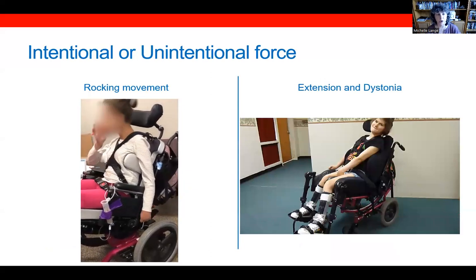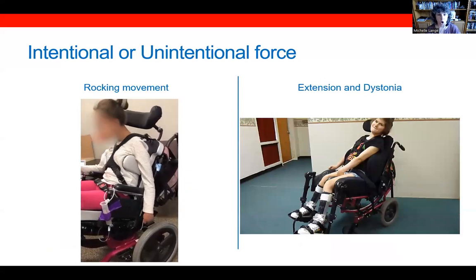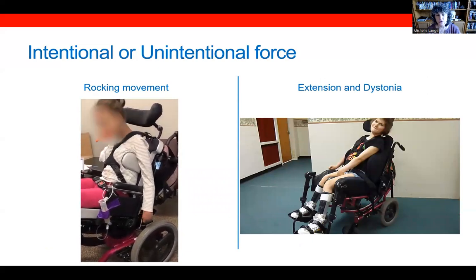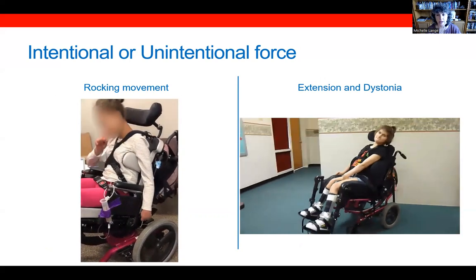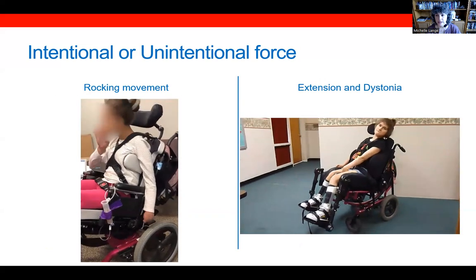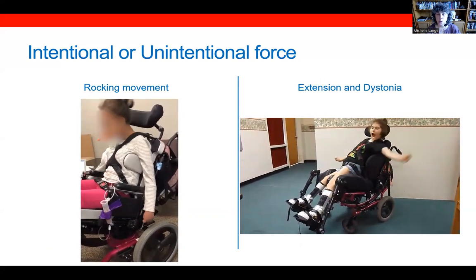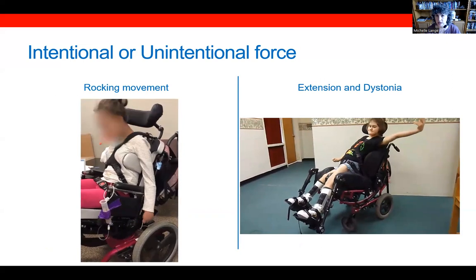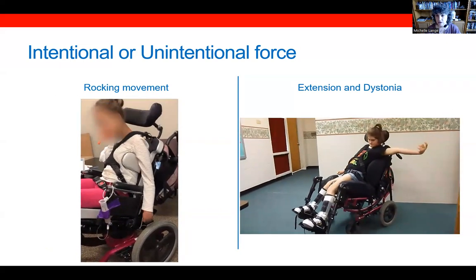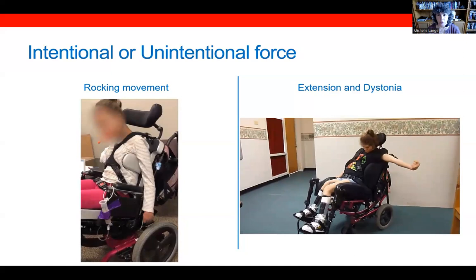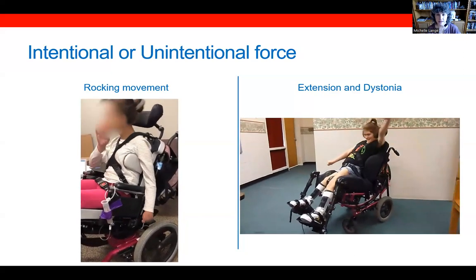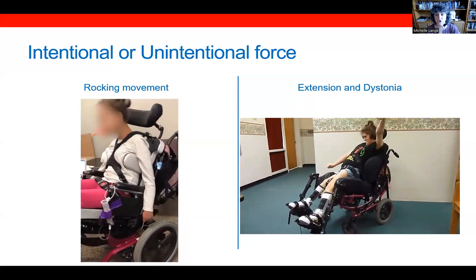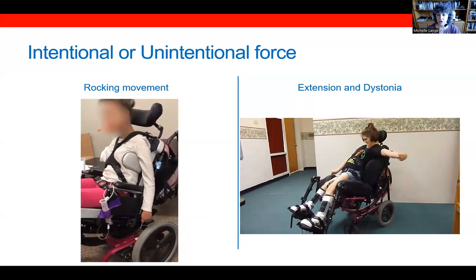Dynamic seating responds to intentional or unintentional force. So on the left here, we have a young lady who is intentionally seeking out sensory input by rocking. On the right, we have a young lady who, when she extends or her dystonia is active, activates the dynamic components on her seating system. Now, she can sometimes elicit these movement patterns intentionally, but most of this is unintentional.